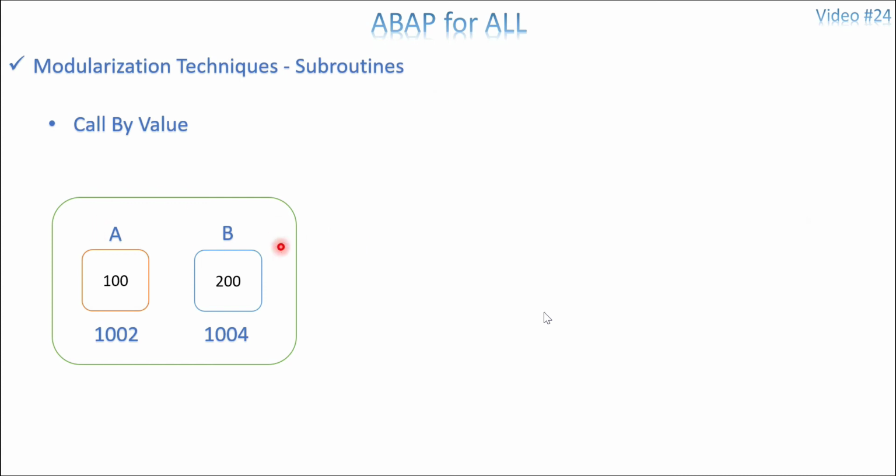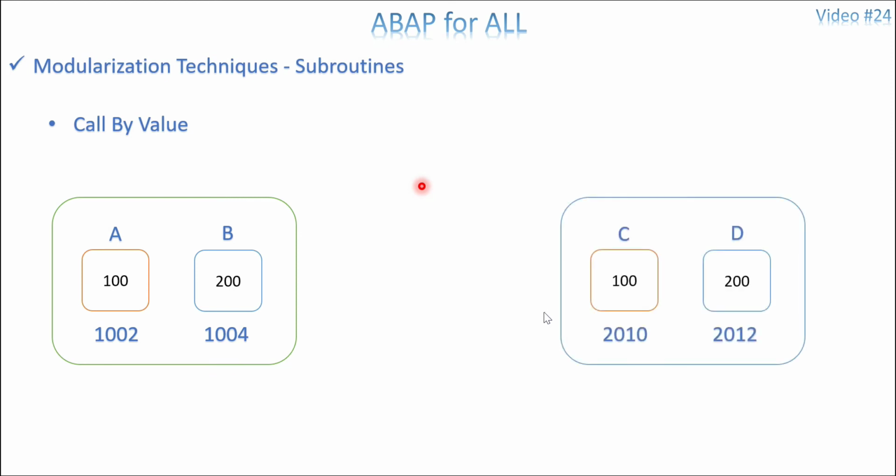So here A and B are the actual parameters, and in the subroutine, the variables that receive them are called formal parameters. Here we are passing just the value of a variable. In that case, the variable created inside your subroutine, which we call a local or formal parameter, has its own address. It's quite different from your actual parameter address. So it's 2010, 2020.